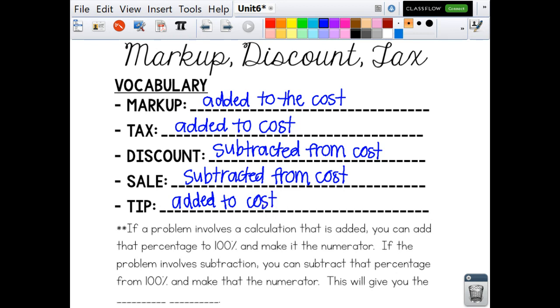So then the bottom thing says, if a problem involves a calculation that is added, meaning markup, tax, or tip, then you can add that percentage to 100 and make it the numerator. We'll talk about exactly what that means in a moment. Now, if a problem involves subtraction, you can subtract that percentage from 100 and make that the numerator. So you're going to subtract on the red ones and add on the blue ones. You can also just add the total at the end. It's up to you.